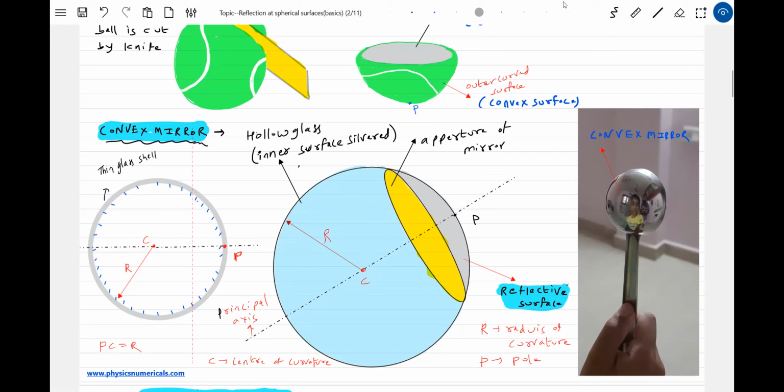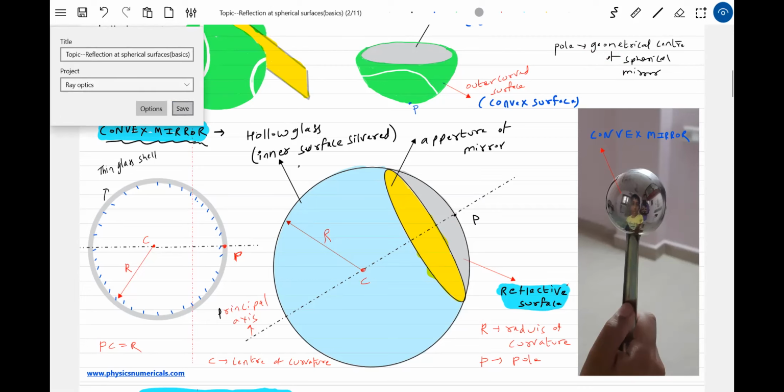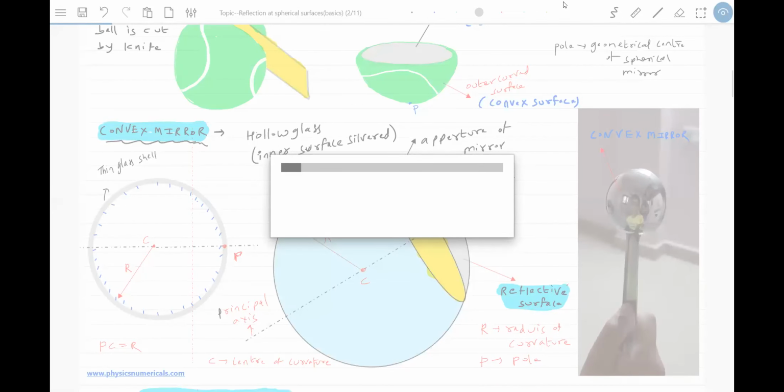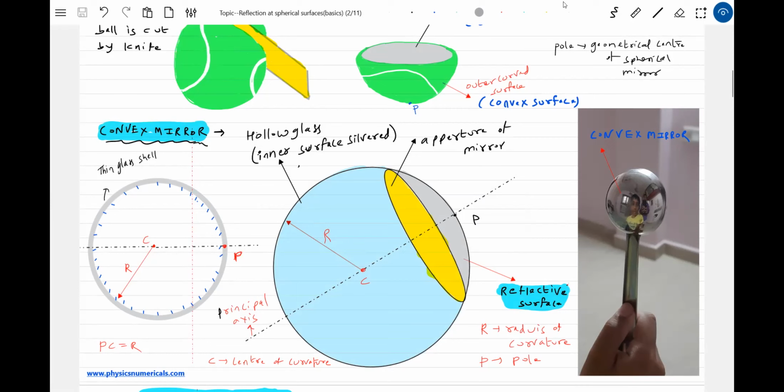So what is the pole? Usually how do we define pole? The pole is defined as the geometrical center of a spherical mirror. Okay, now, what is the principal axis? The line joining the center of curvature to the pole of a mirror is called the principal axis.